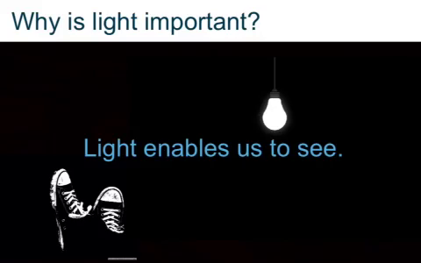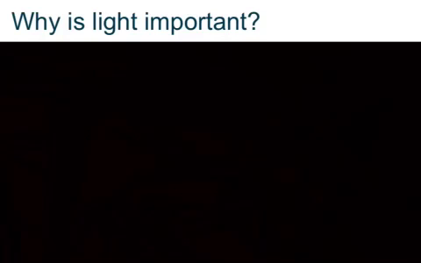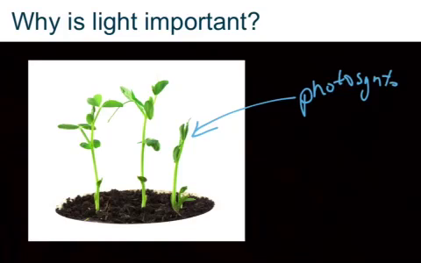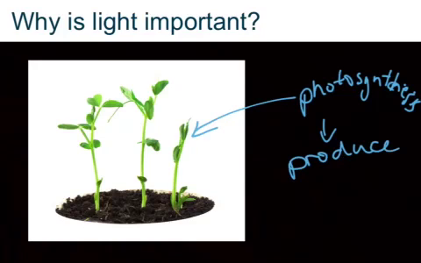Besides this, why is light important? Well, you've learned in primary 3 that light is needed by plants for photosynthesis, to produce food. And so that's why light is important to us also, because it enables plants to produce food, and in turn, other organisms which feed on the plant or depend on the plant for food can get the energy that they need.